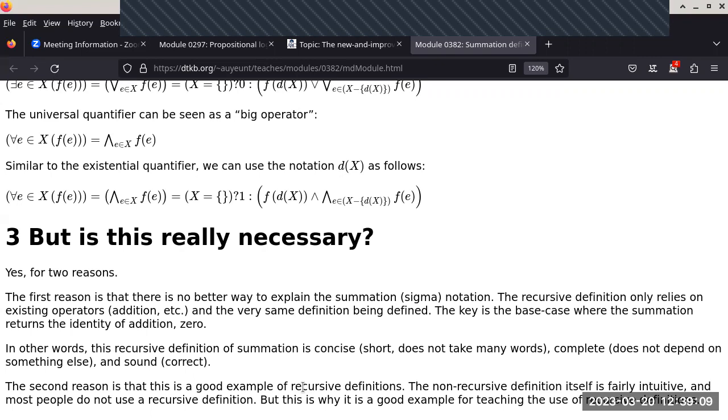So those are the reasons why I made this module this semester, because I thought, hey, I can explain summation in a recursive way. But there's a reason why I want to talk about it in a recursive way. So are there any questions about this particular module?